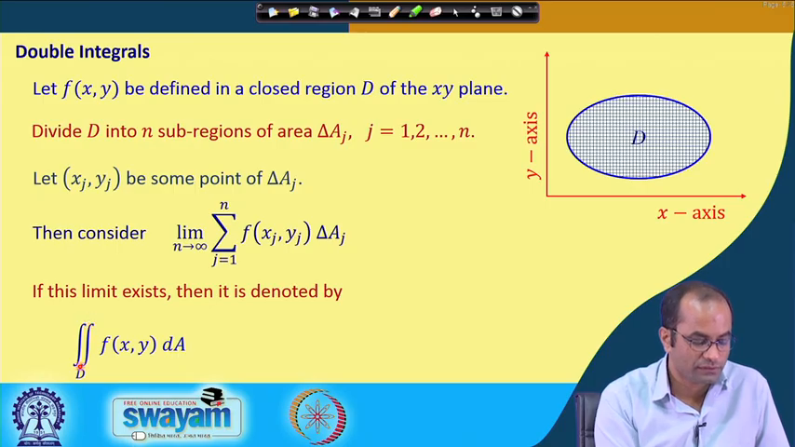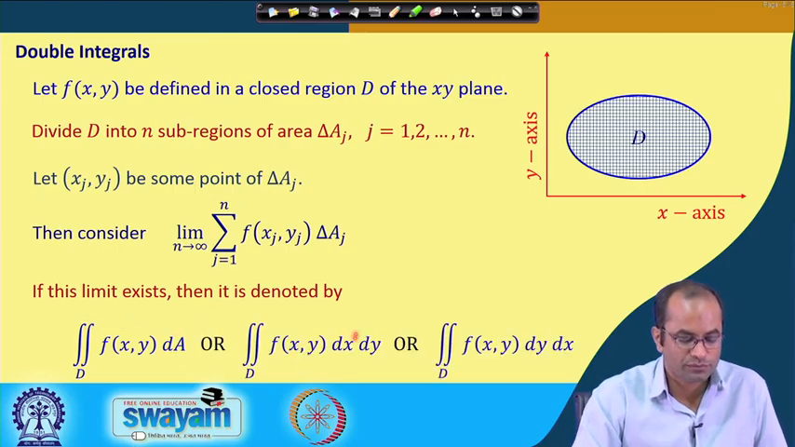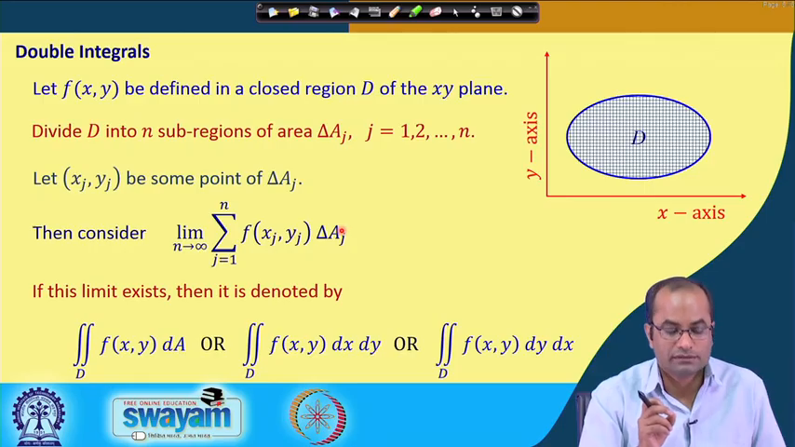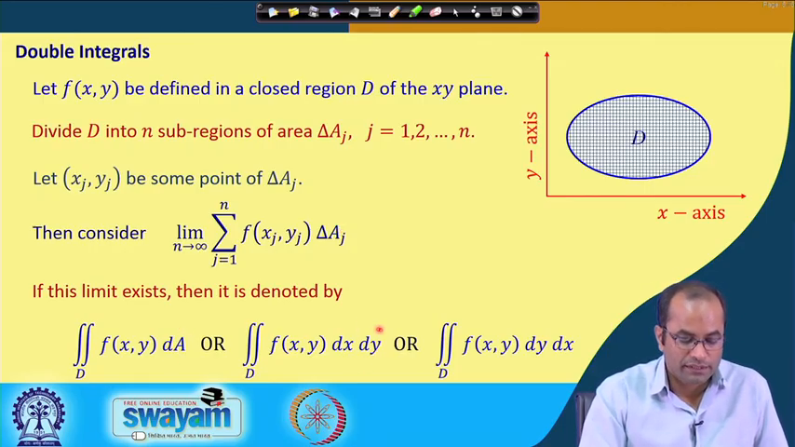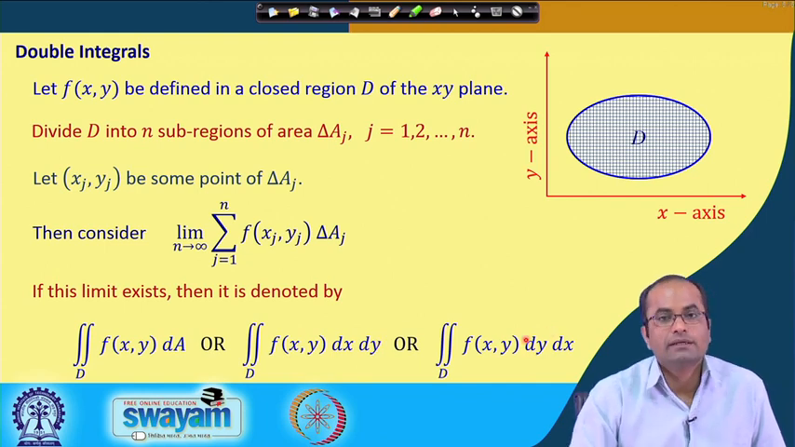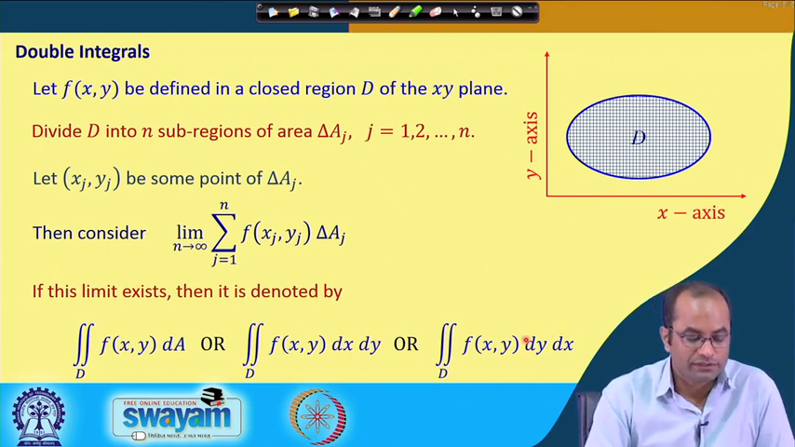So, the double integral over D of f(x, y) dA, where dA, or sometimes we also use the notation, represents the area of this infinitesimal subregion. We can also denote it by dx dy or dy dx. So, that is the definition here.